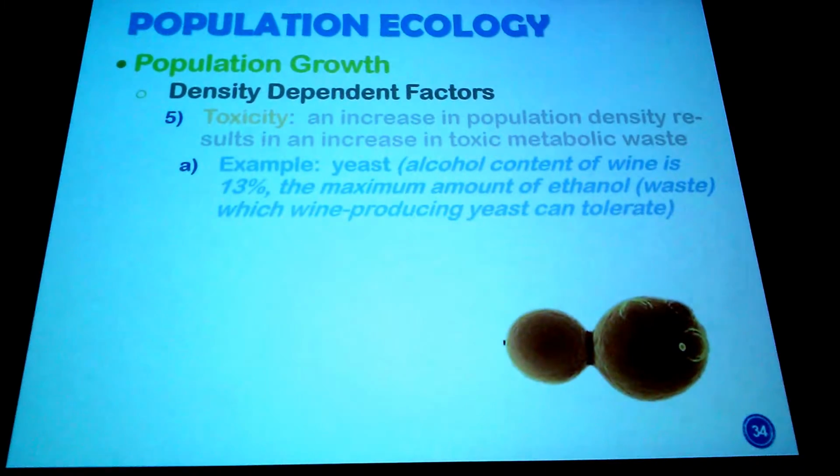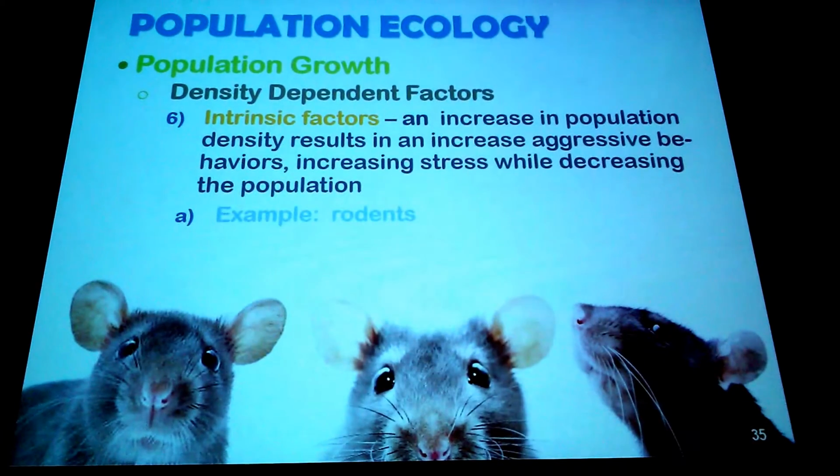Yeast does the same thing, except in this case, the metabolic waste is ethanol. This is what we actually use to make things like beer, wine, champagne. And it usually doesn't go much above 13% because it kills the yeast. Maxed out, at least when we talk about making wine. So all of these are density dependent factors.